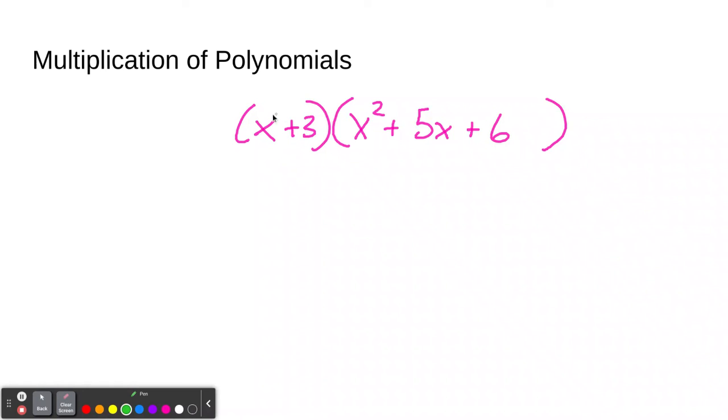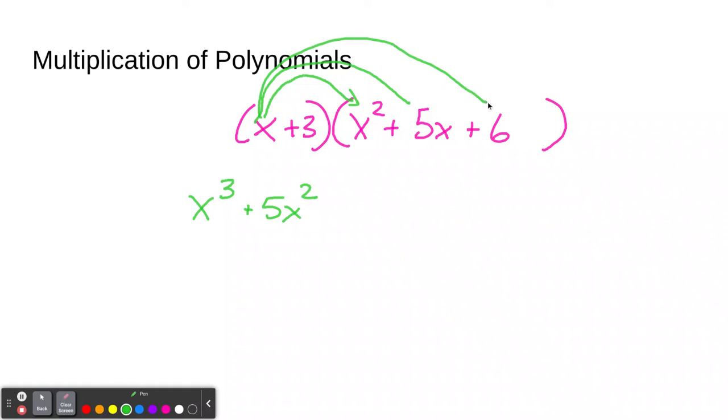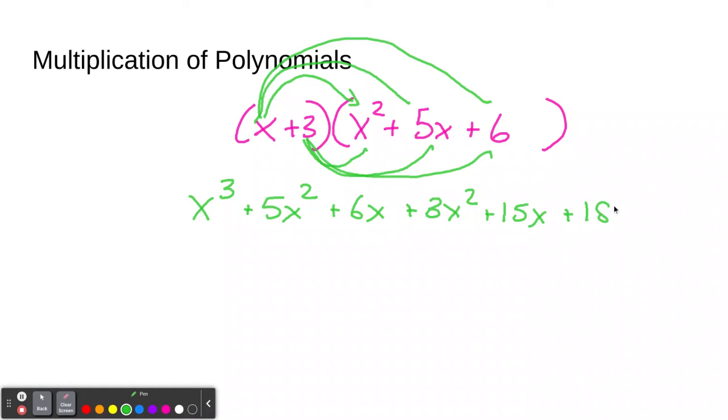So let's just distribute the x first. X times x squared. What do you get? You get x cubed. X times 5x, 5x squared. X times 6, 6x. Now, you did the top. Let's do the bottom. 3 times x squared is 3x squared. 3 times 5x, 15x. And 3 times 6, 18.